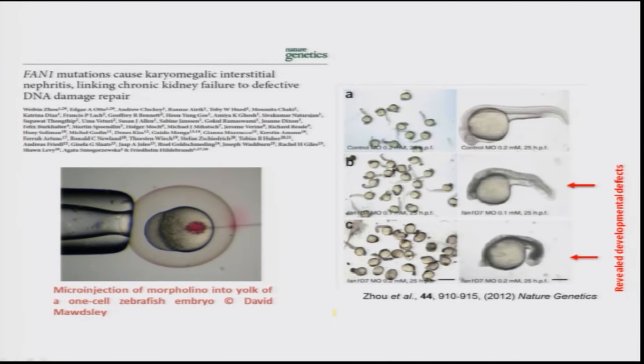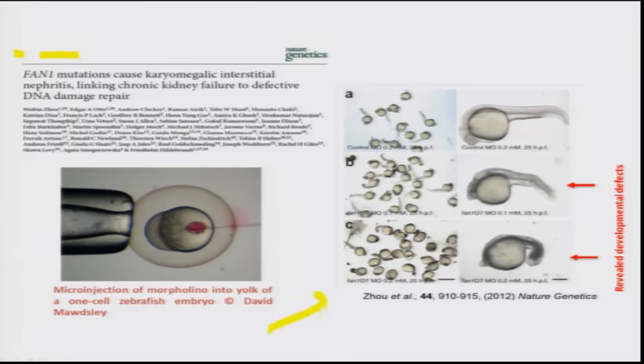I will show you one more example. In fact, this paper used the zebrafish model to understand a gene which is involved in human development and function. For example, this particular gene called FAN1: mutation in the gene causes interstitial nephritis, a defect in kidney function, and it is a genetic mutation. It is a severe condition affecting humans, and they found some mutation, but they were not sure how this gene or its mutation affects kidney function.